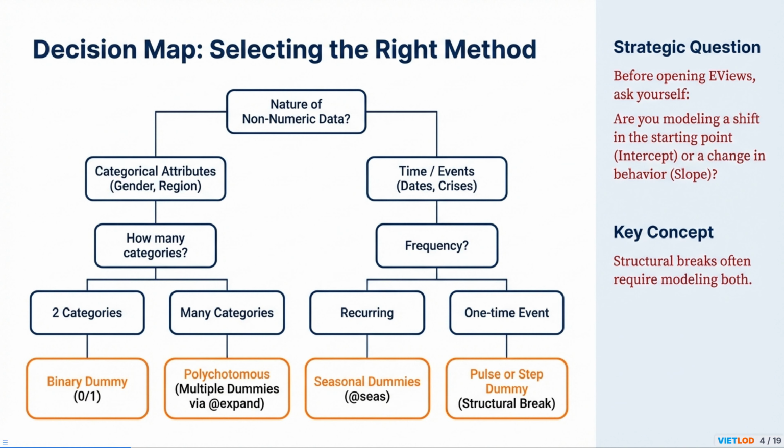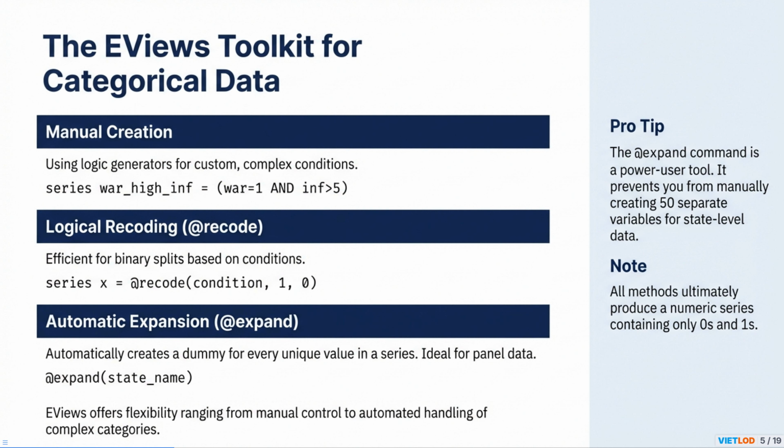Now, if your non-numeric data is time-based, consider its frequency. For recurring patterns, like quarterly sales spikes or monthly effects, you'd use seasonal dummies, often generated with the @seas function. However, if it's a one-time significant event, like a policy change or a financial crisis, this indicates a structural break, requiring a pulse or step dummy. Remember the strategic question: are you modeling a shift in the starting point, intercept, or a change in behavior, slope? This helps in deciding if you need a simple dummy or an interaction term for slope changes. As a key concept, structural breaks often require modeling both an intercept shift and a slope change to fully capture their impact.